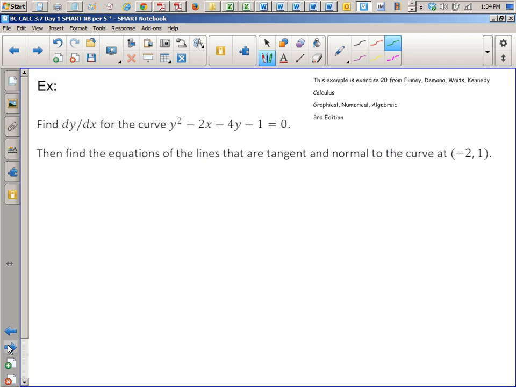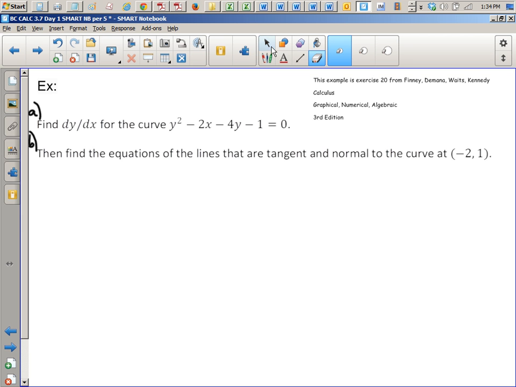It says first find dy dx, and then second it says find the equations of the lines that are tangent and normal to the curve at negative 2, 1. Okay, so the first part is just implicit differentiation. Okay, so we'll call this parts A and B. For part A, just ask yourself, what is the derivative of everything that I see here?